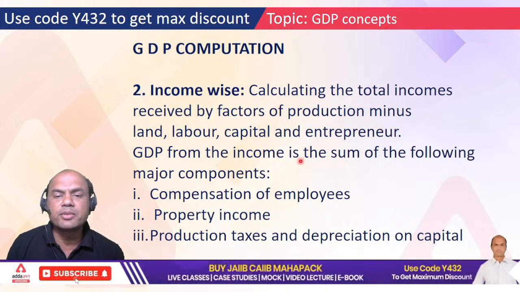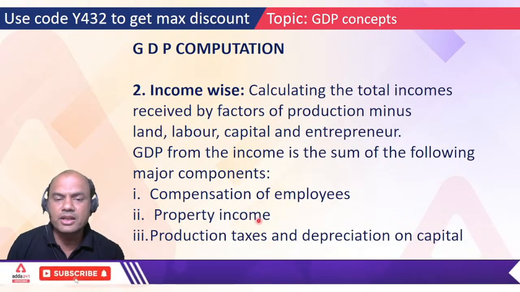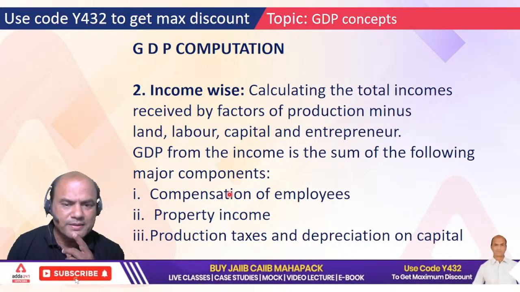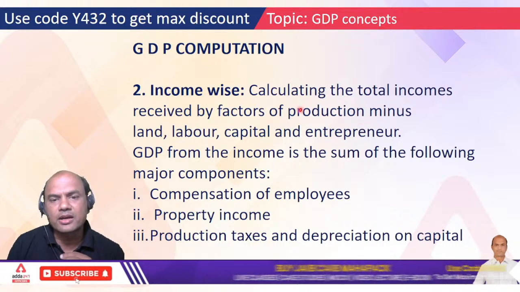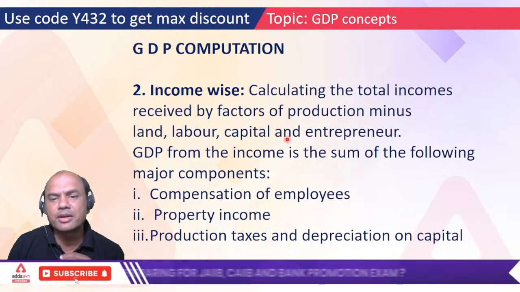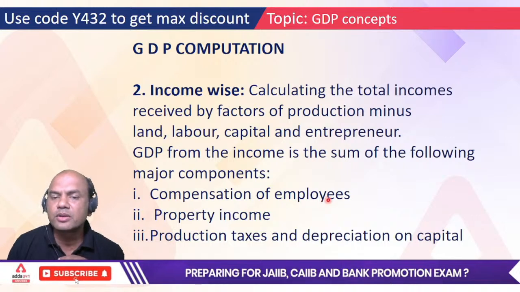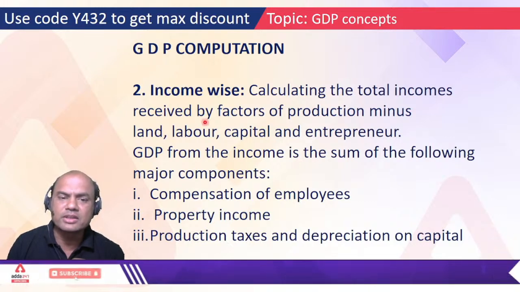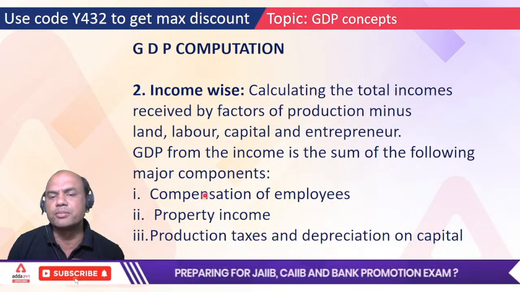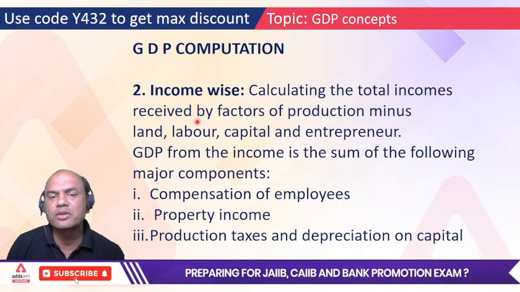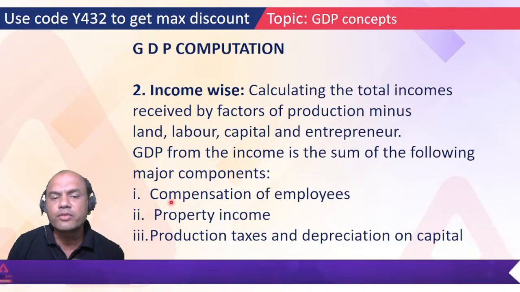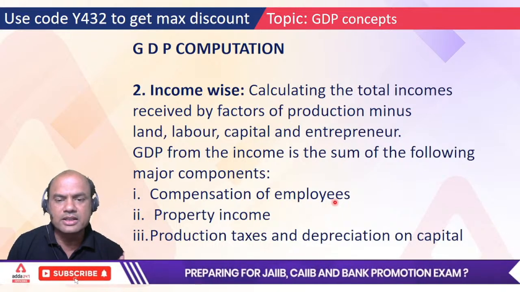Then GDP from income is the sum of the following major components: compensation to employees, property income, production taxes and depreciation on capital. Now you'll see what this is. Here I have subtracted the factors of production, land, labor, capital and entrepreneur, and here I am adding the compensation to employees. What does this mean? Why did we subtract labor here? Because it becomes a part of the compensation to employees. That's why we subtracted it over here and added it over here, because this is a major factor in calculating the GDP income wise.